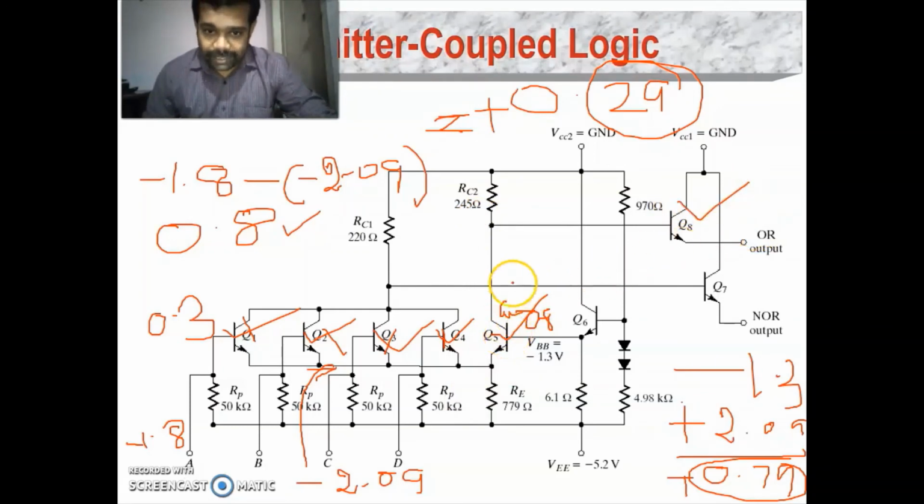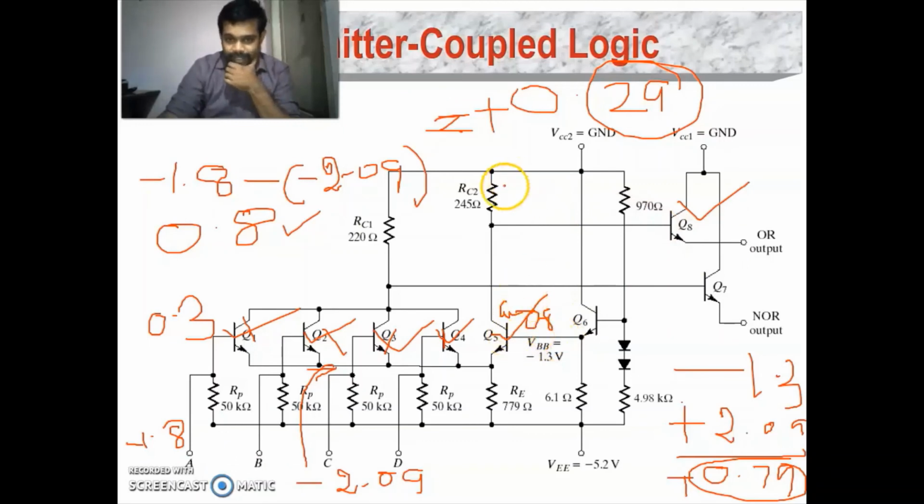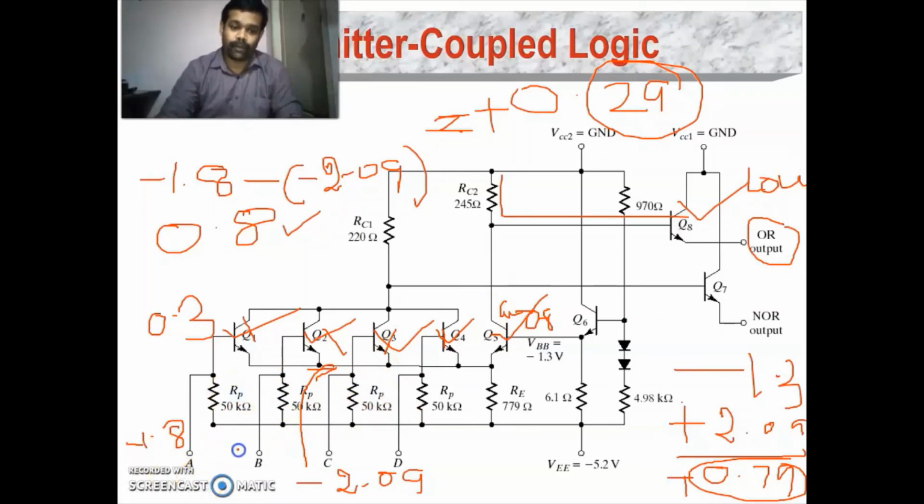Since Q5 is conducting, Q8 will also conduct. The current flows in this direction and Q8 starts conducting. And in the OR output, if Q8 is conducting, the output is nothing but low. So the input we are giving is low, that is minus 1.8. If you are giving all the inputs low in an OR gate, then the output will be low.